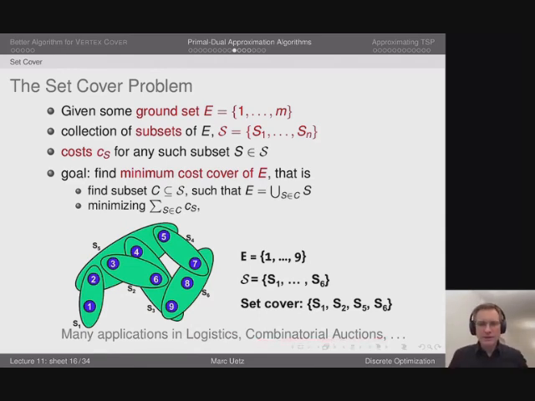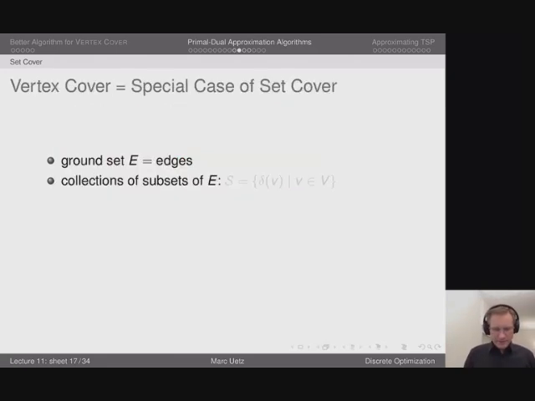Now, at some point, I was claiming that the vertex cover problem would be a special case of the set cover problem, or the other way around, set cover generalizes the vertex cover problem. Let's see how we can see that. Because in the vertex cover problem, I'm selecting vertices of the graph, whereas in the set cover problem, I'm selecting subsets. So which subsets correspond to a vertex in the vertex cover problem?